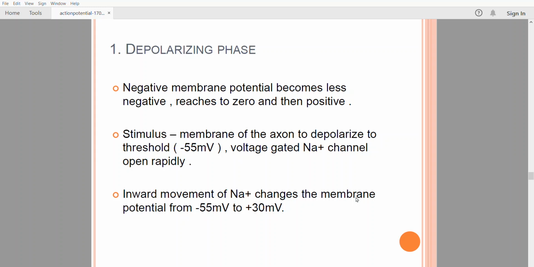So let's see one by one in a detailed manner. Depolarization phase. Let's quickly recollect one by one in a detailed manner. Depolarization phase: the negative membrane potential becomes less negative, reaches zero, and then becomes positive. The stimulus causes the membrane of the axon to depolarize.